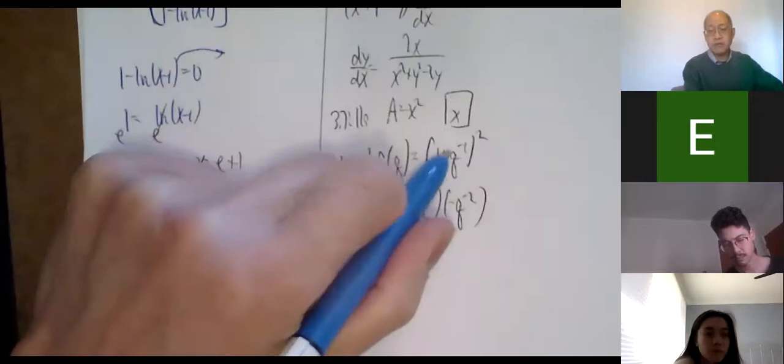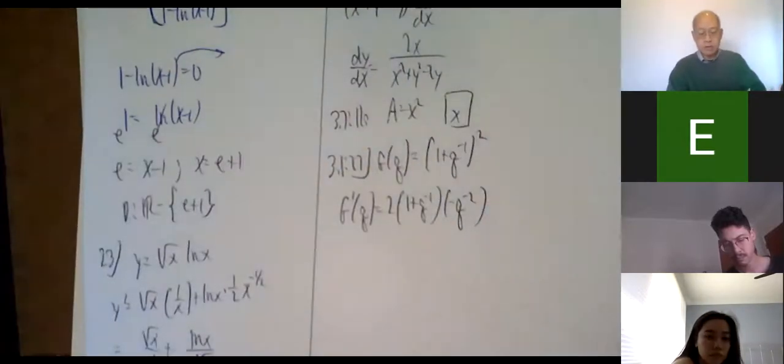And the problem started off with a negative exponent. You can leave it with a negative exponent. So that means I'm done with that.